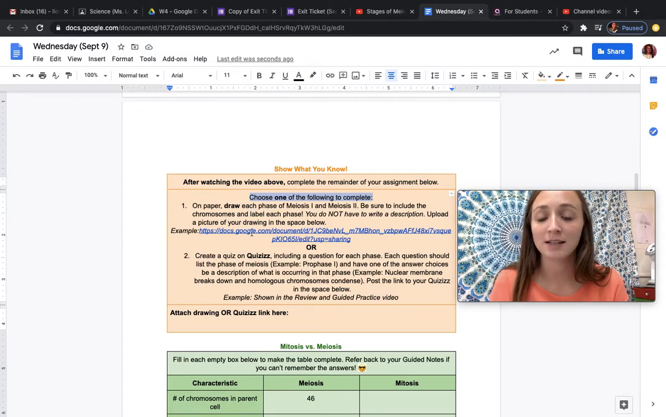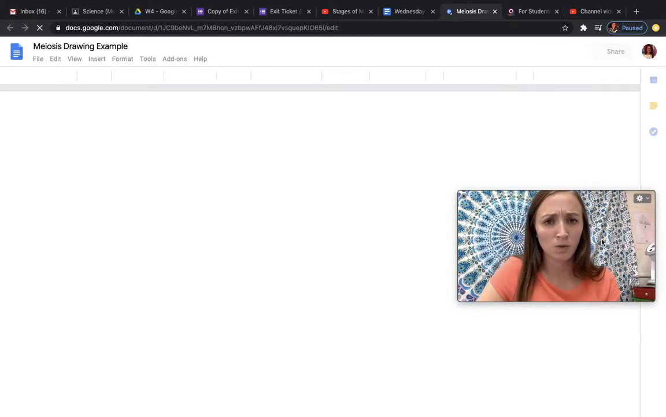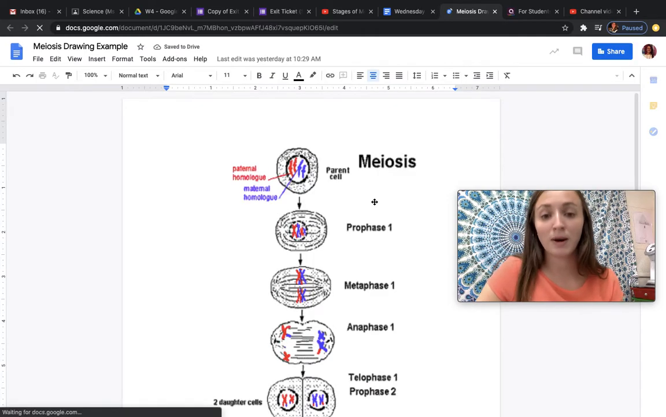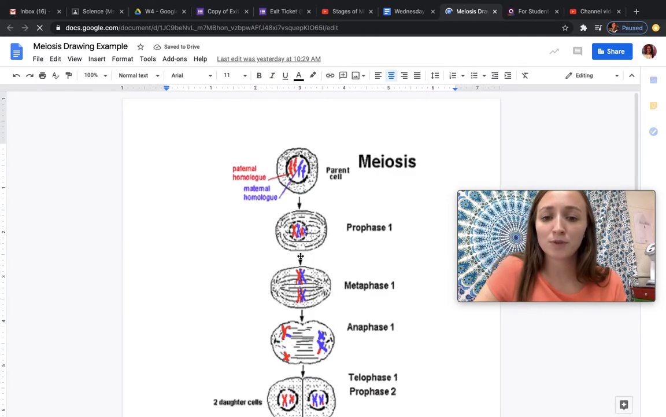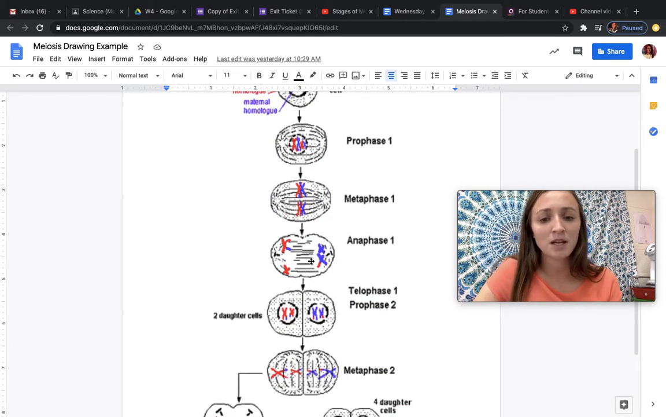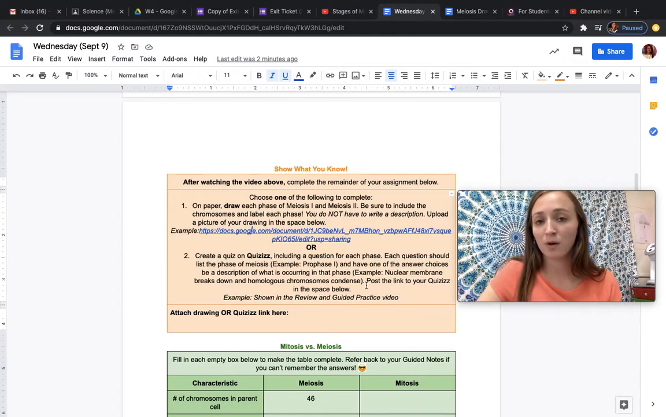So I actually attached an example of a drawing just so you can see what I'm talking about. What am I even looking for? If it ever loads, right here. So make sure you draw those chromosomes. You probably want to use different colors so you can actually see those genes get swapped, and just label what phase is happening where.